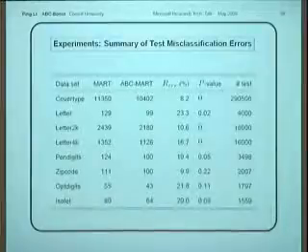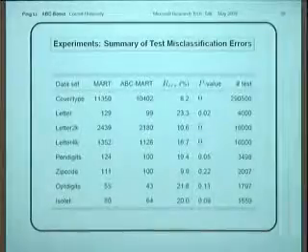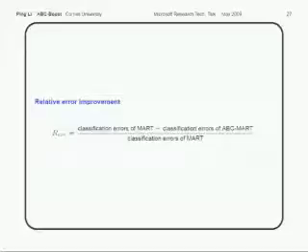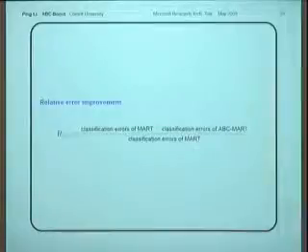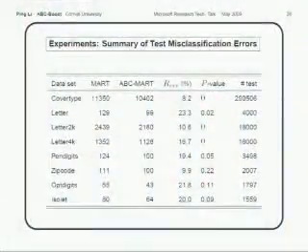This is the number of errors for ABC-MART. We can see the relative improvements. What's the relative improvement? It's the errors of MART subtract the errors of ABC-MART, normalized by the errors of MART. So we get relative improvements of about 10 or 20%. So it's not too exciting, but it's very hard to get those kinds of improvements nowadays after machine learning has been developed for so many years.